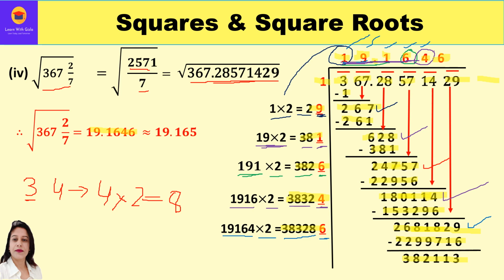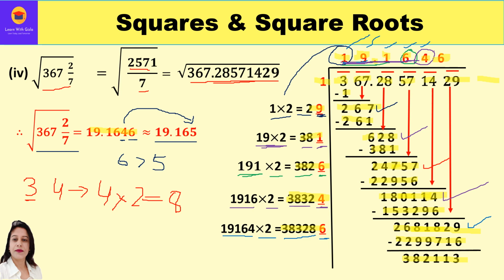19.1646, right? Now I will check my fourth place. My fourth place is coming over here. If you see, it is 6. 6 is greater than 5. So I will increase the third place by 1. So this 4 will become 5 over here, right? So I will say approximately the square root of 367 2 by 7 is equal to 19.165.